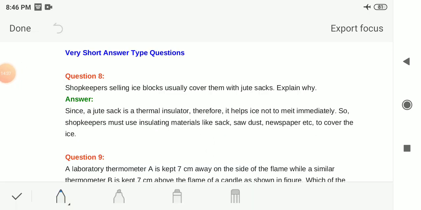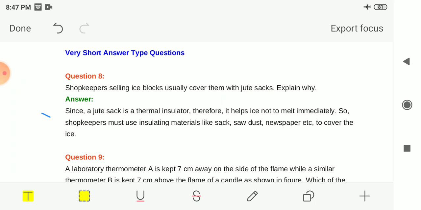Here the answer is given to you: why shopkeepers selling ice blocks usually cover them with a jute sack. Since a jute sack is a thermal insulator, or a poor conductor of heat, it helps the ice not to melt immediately. Shopkeepers use insulating materials like sack, sawdust, newspaper, etc. to cover the ice. So this is the reason: jute sack is a thermal insulator of heat. That's why they cover ice with materials like sack, sawdust, newspaper to prevent it from melting.